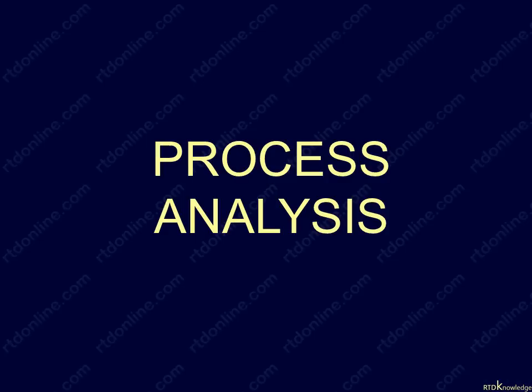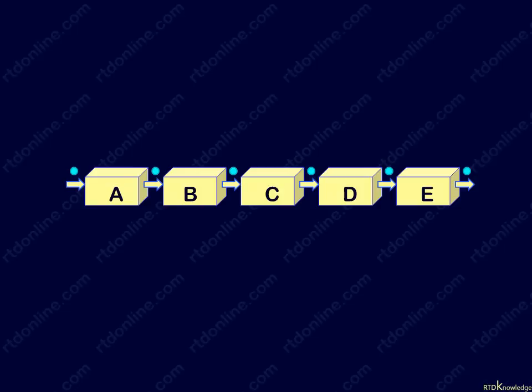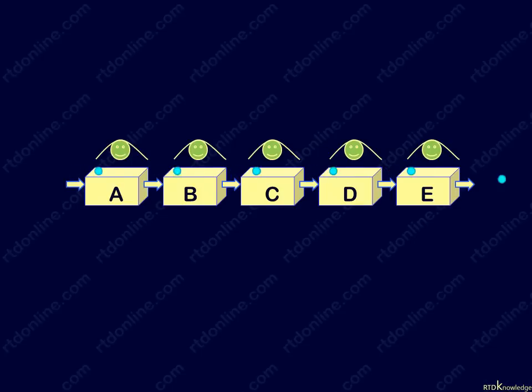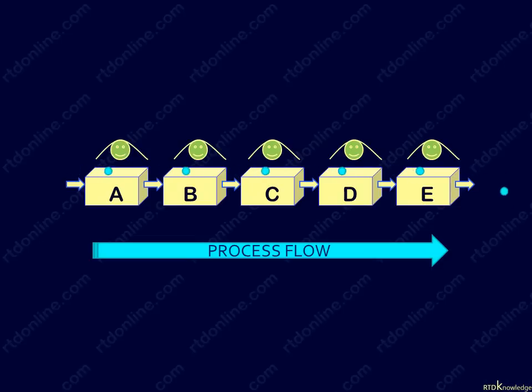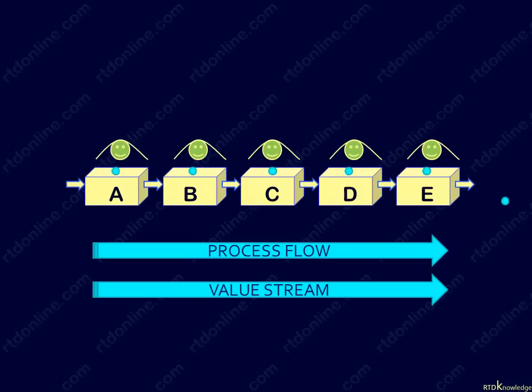Suppose we have a basic process consisting of 5 workstations, each run by an operator. The output of one workstation becomes the input of the next. The process flow indicates the direction the units flow from start to finish. Similarly, the value stream shows how value is created or added sequentially during the processing of the units.